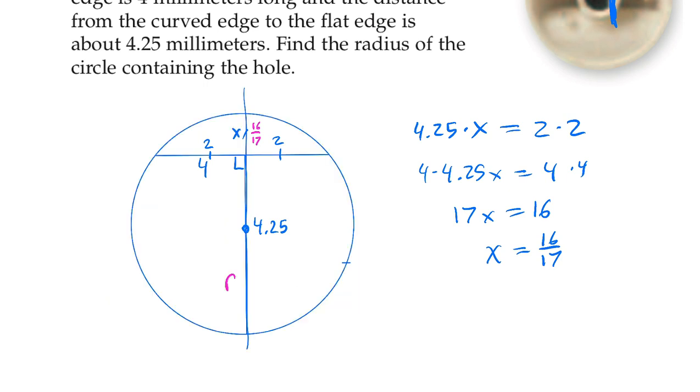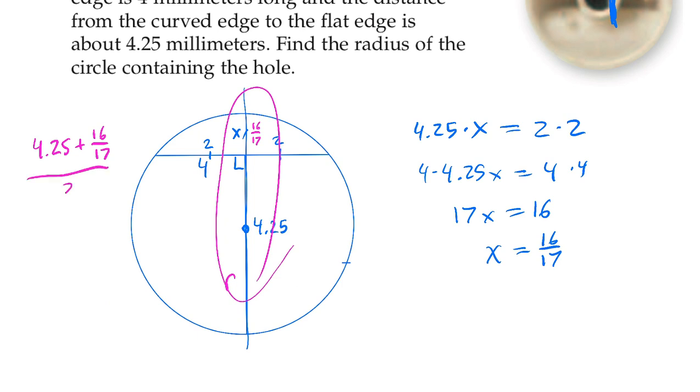This entire length, 4.25 plus 16/17, is the diameter, right? And right here it says find the radius. So then you just divide that by 2. So whatever that comes out to be, right? So we could rewrite this as 17/16, and then become some cool fractions. 17/16 plus 16/17, all divided by 2, which is fun.